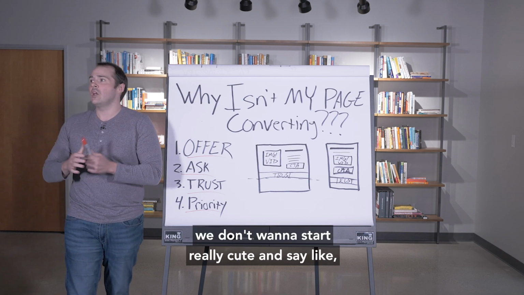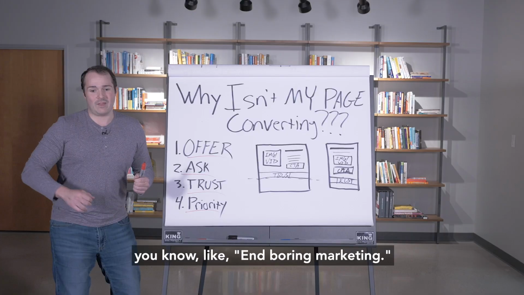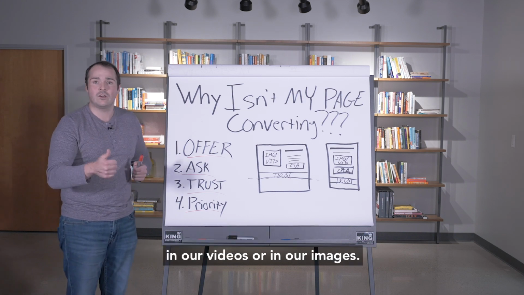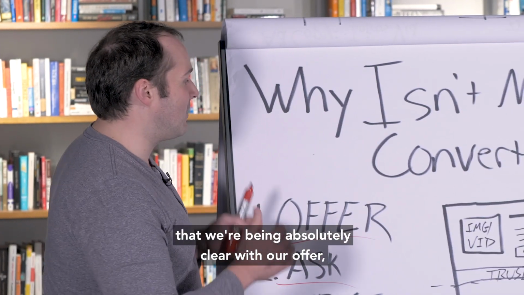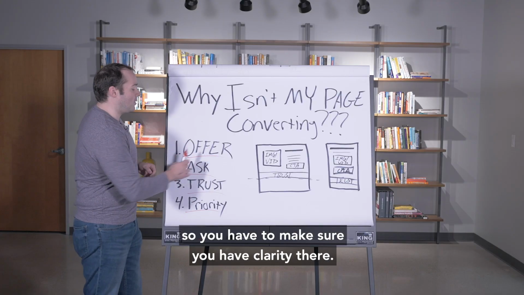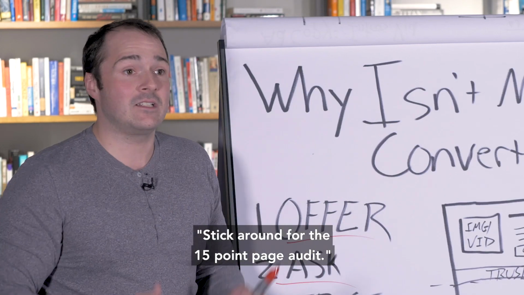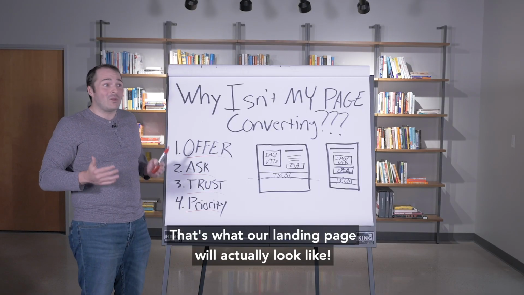So when we do things, we don't want to start really cute and say like, oh, hey, we've got boring marketing. We don't want to say that in our headline, in our videos, or in our images. We want to make sure that we're being absolutely clear with our offer. So you have to make sure you have clarity there. So what is it? In this case, I said stick around for the 15-point page audit. That's what our landing page will actually look like.